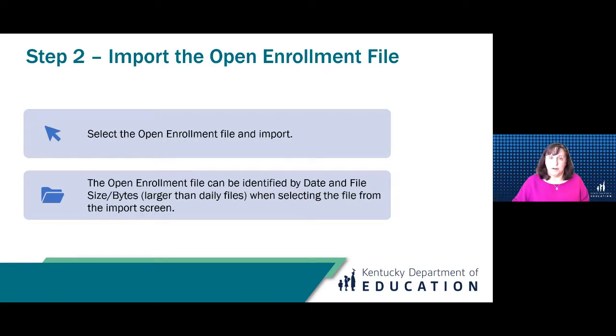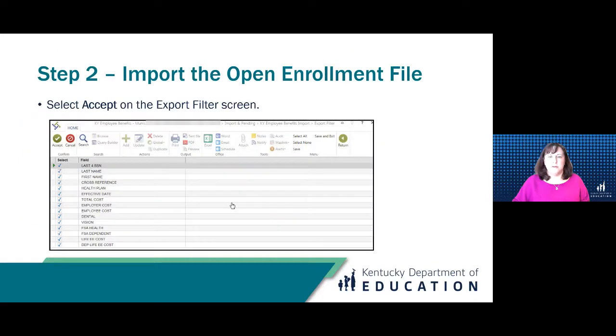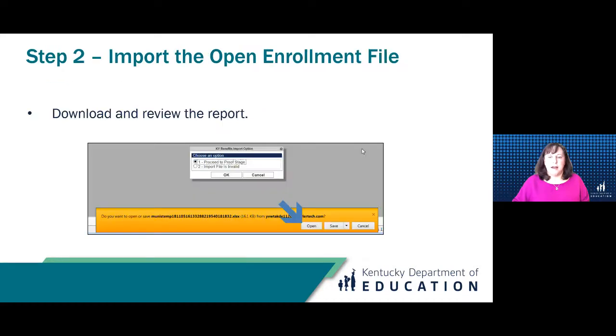One way to know that it's the open enrollment file, of course, is the date that it was sent, because we'll notify you that it's available, but also you'll notice it'll look a little different than your existing files. The file size that you see on the screen will be vastly larger than your normal daily file. So you'll see that on your screen and you'll go ahead and import it. And this is the same process you'd use every day. You'd import the open enrollment file, possibly the export filter would pop up and you would select yes and accept, and that would dump the file out into Excel, and you'd open it up on your computer and have all the information that's listed on the open enrollment report.